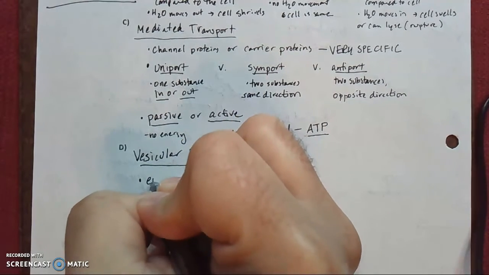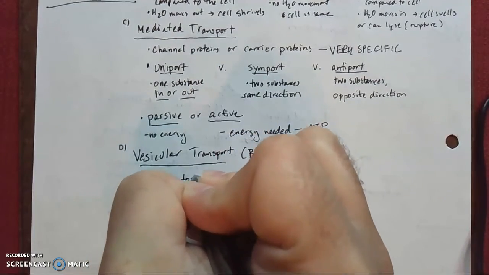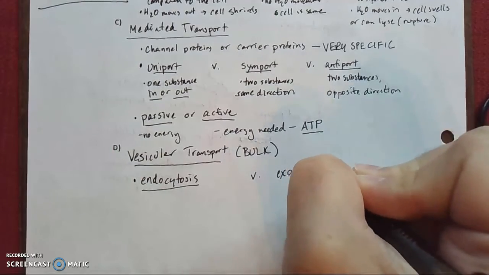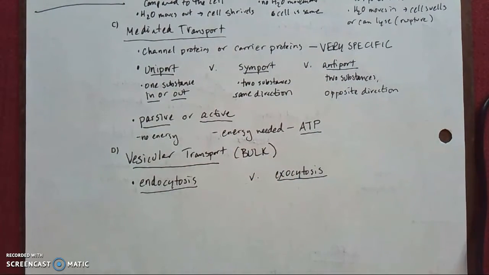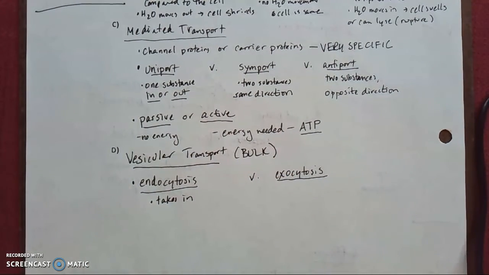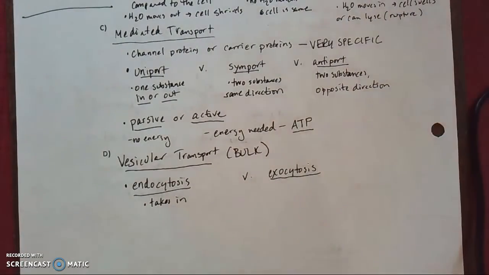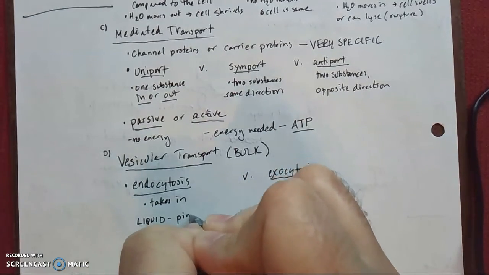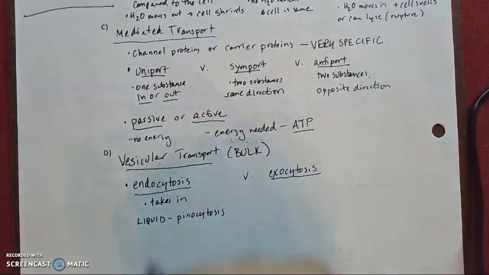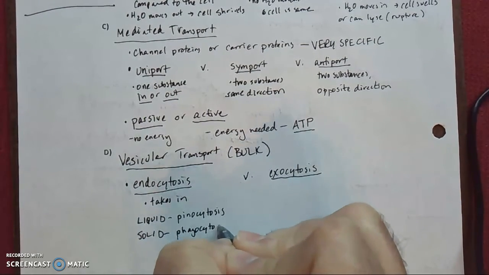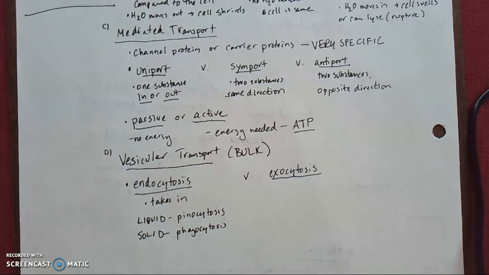But the two types that we have are endocytosis and exocytosis. And you might remember these from your reading or from biology. So endo means within. So that means that this one takes in bulk substances. And we can separate this based on what that substance coming in is. So if we have a liquid, it is called pinocytosis. And if we have solid material coming in, it's called phagocytosis, with the prefix phago meaning to eat.